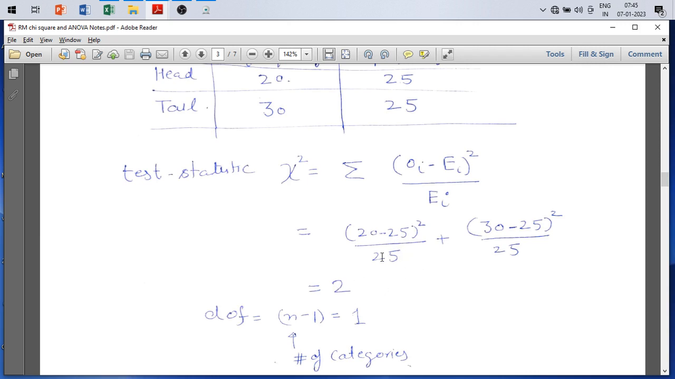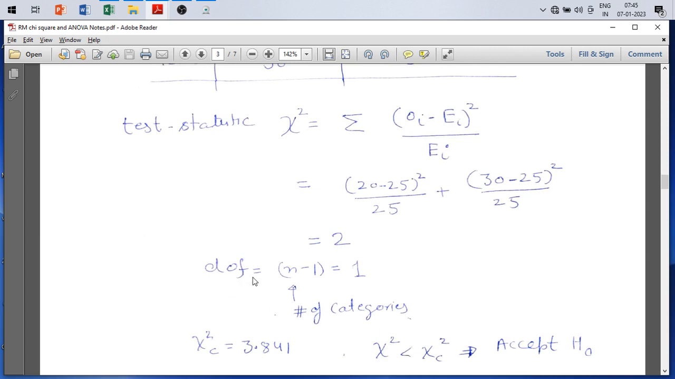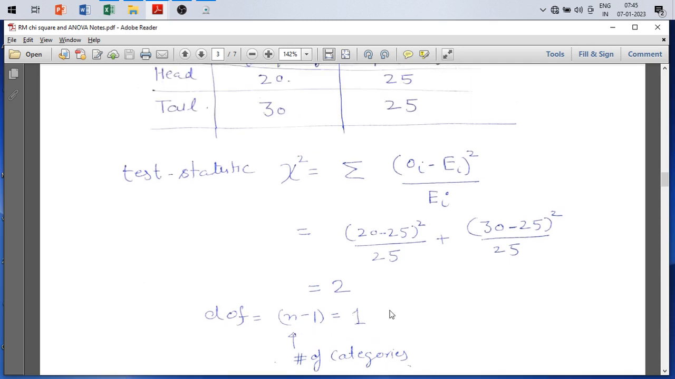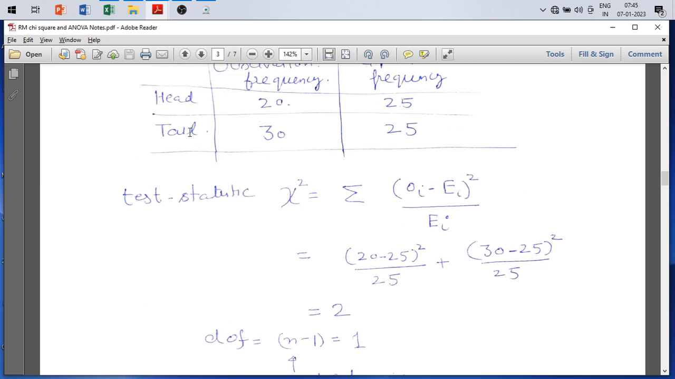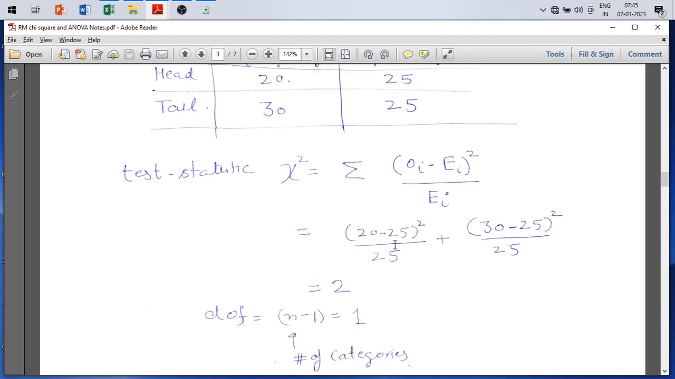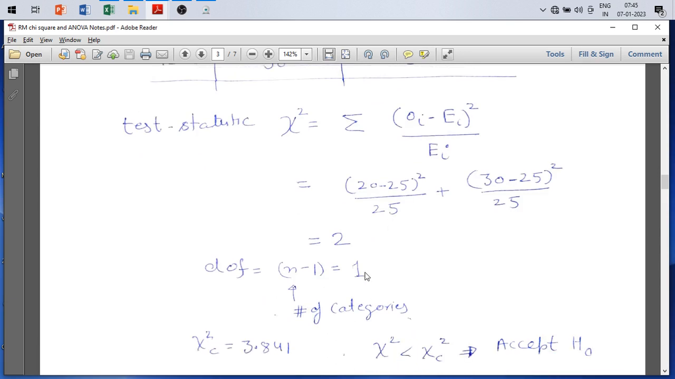Now the degree of freedom here is n minus 1, which is 1, where n is the number of categories. We have two categories, head and tail. If the coin is tossed 50 times and we got 20 heads, then we automatically know that the tails are 30. So there is only one piece of information we need to know, and the degree of freedom will be 2 minus 1, which is 1 in this case. So we have worked out our chi-square statistic and degree of freedom.